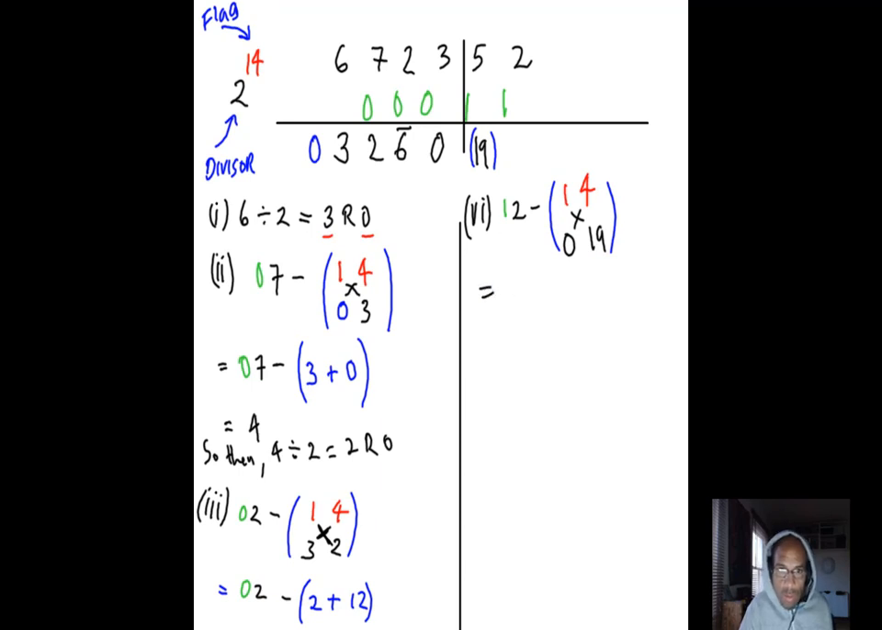It's 12 minus. Right now, what's that? 1 times 19, 4 times 0. 1 times 19 is just 19, 4 times 0 is 0, so it's 19. It's 12 minus 19. What does that come to? Minus 7.